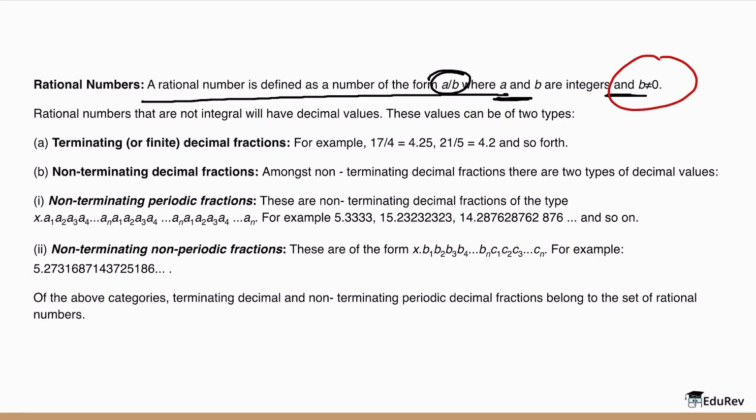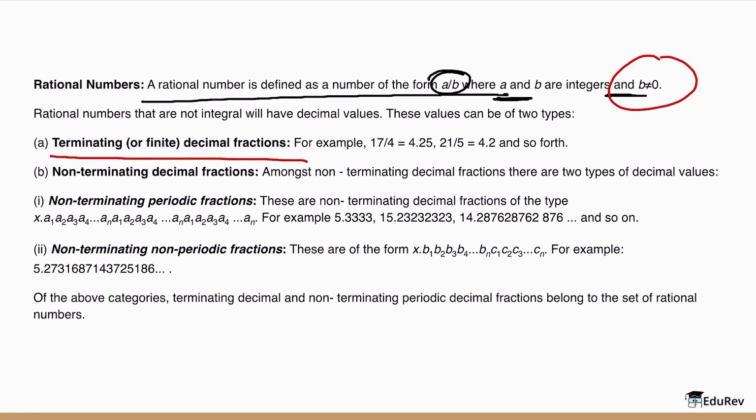Now rational numbers are the non-integral ones, which will have decimal values. Which means that rational numbers are basically not the ones that have only the integral part. They are the ones which will have decimal values as well. Those numbers are your rational numbers. Now these values can be of two types.